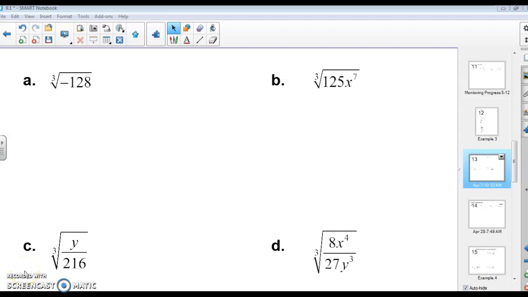Hey everybody, hope you had a good day yesterday simplifying the square roots. Today we're going to simplify some more radicals. We're going to talk about simplifying cube roots.